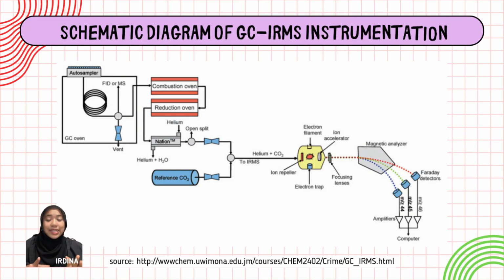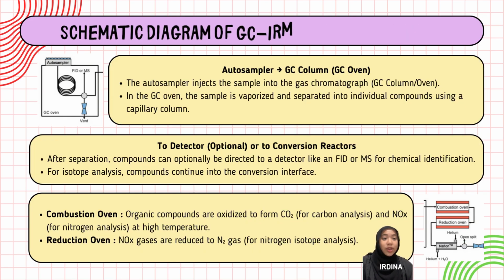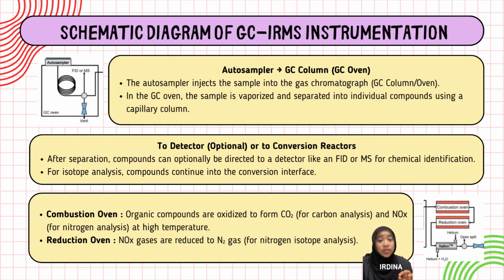So in this slide, we have the schematic diagram of the GC-IRMS instrumentation. Okay, so I will explain the schematic diagram first. The autosampler injects the sample into the gas chromatograph, which is our GC oven or GC column. In the GC oven, the sample is vaporized and separated into individual components using a capillary column. After separation, compounds can optionally be directed to a detector like FID or MS for chemical identification. For isotope analysis, compounds continue into the conversion interface.